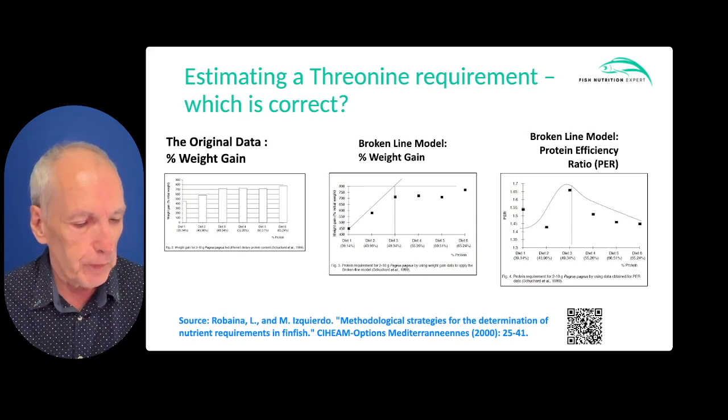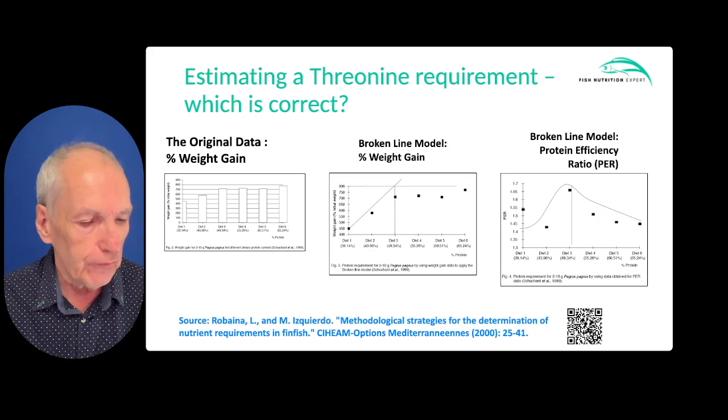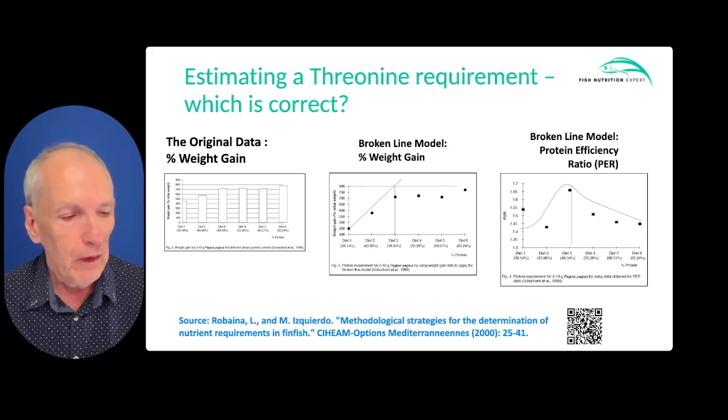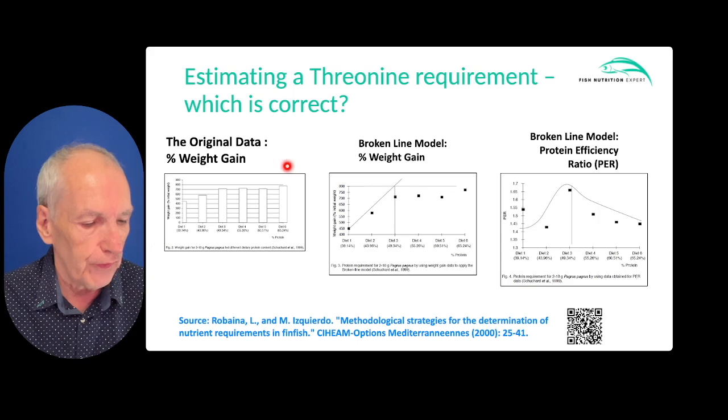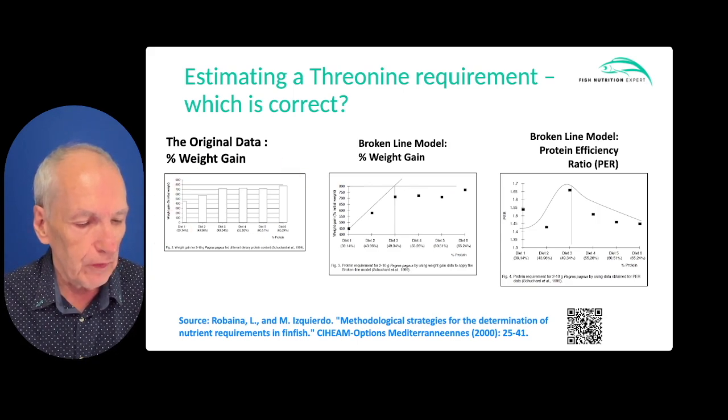This is from a paper from quite some time ago, from 2000. And it's just showing you these different methods of estimating a threonine requirement. So here's our original weight gain data. We just simply measure the weight of our fish and we plot the weight gain over time on the different diets. And so then we come up with this simple thing. Now, we can take that and we can plot it as a broken line model. And so the black dots here representing the same data set as this. And we can then use a broken line model.